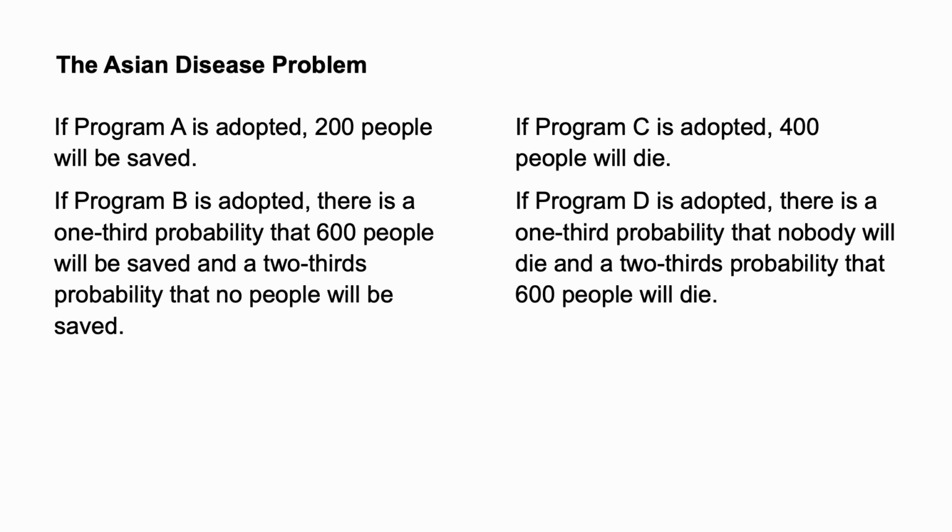Similarly, programs B and D offer a 1 in 3 chance of saving everyone and a 2 in 3 chance of everyone dying. The difference is that the first scenario presents a gain frame, focused on lives saved. The second scenario presents a loss frame, focusing on lives lost. In the gain frame, 72% chose the certain option A over the risky option B. In the loss frame, only 22% chose the certain option C, meaning 78% preferred the risky option D.